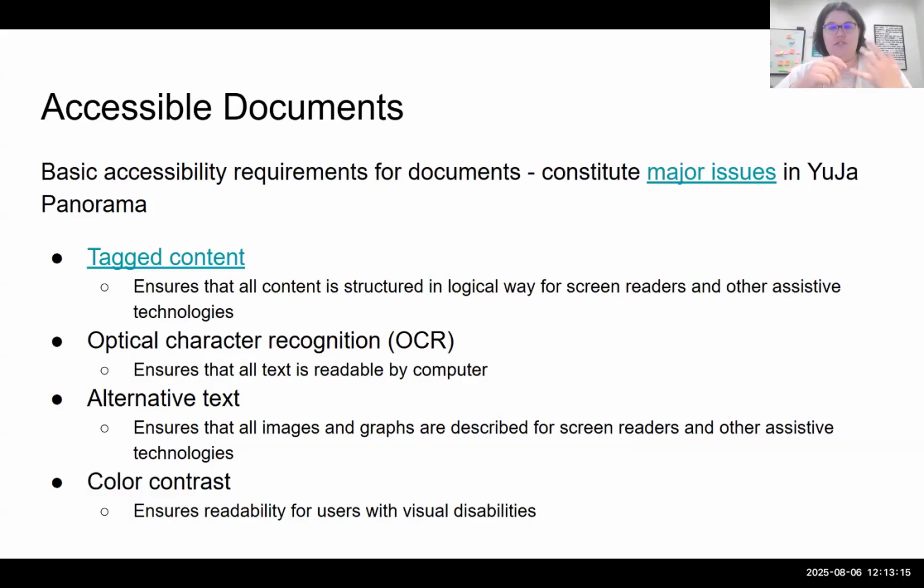Alternative text, again, ensures that all images and graphs are described for a screen reader and other assistive technologies. And then finally, color contrast. This is going to ensure that users with either color blindness or other visual disabilities are able to read the text without even use of a screen reader, possibly, or that they're able to see what's going on.